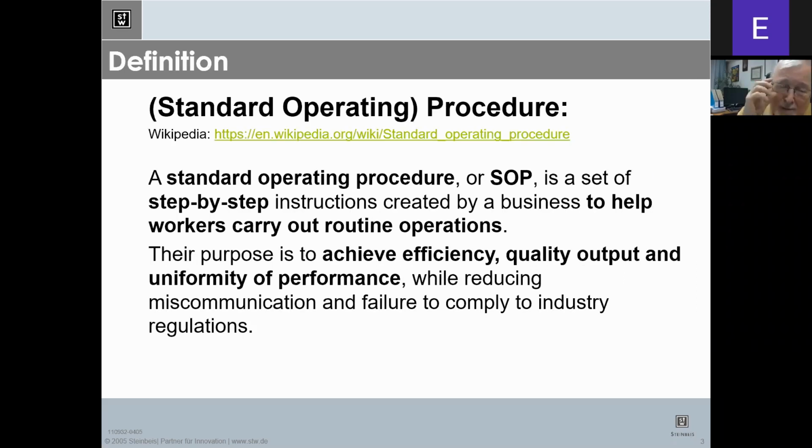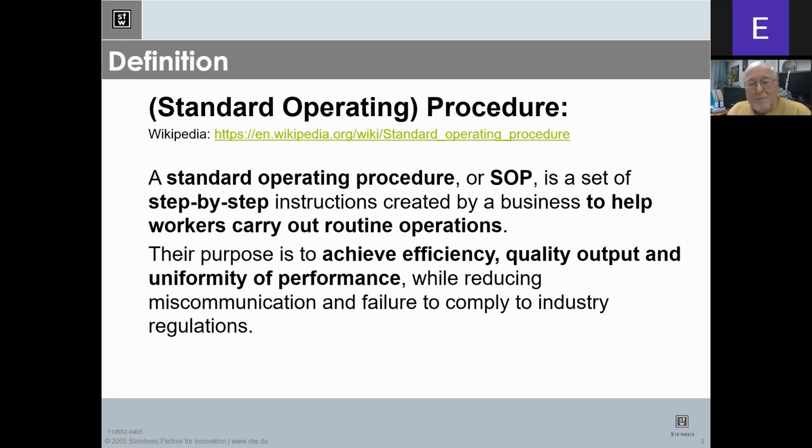I present you now a lot of definitions. One definition is: what is a procedure? And we have in the terminology the term SOP, Standard Operating Procedure. You have here a link to Wikipedia, and you find a lot of scientific literature on this. So I repeat here what is written. A standard operating procedure, SOP, is a set of step-by-step instructions created by a business to help workers carry out routine operations. So that is a very important definition.